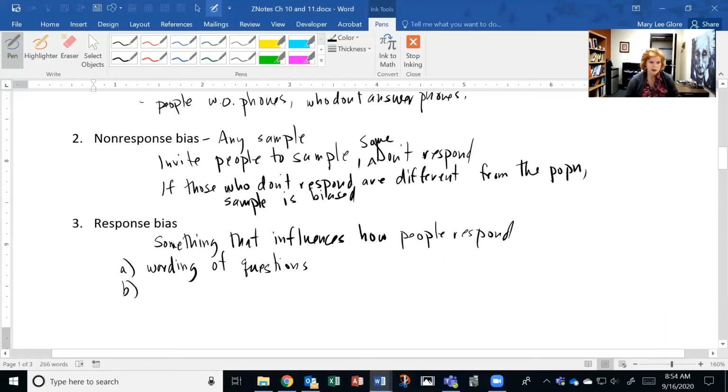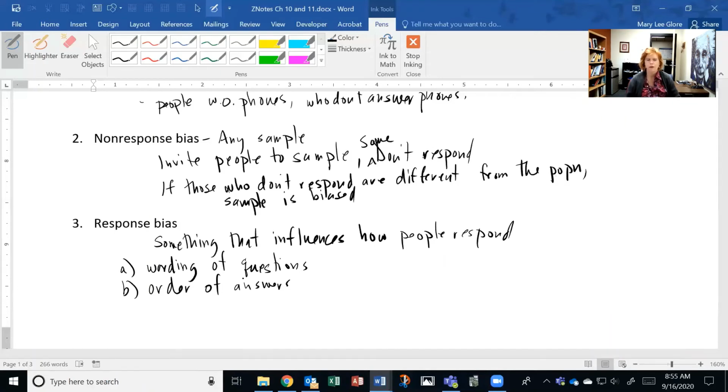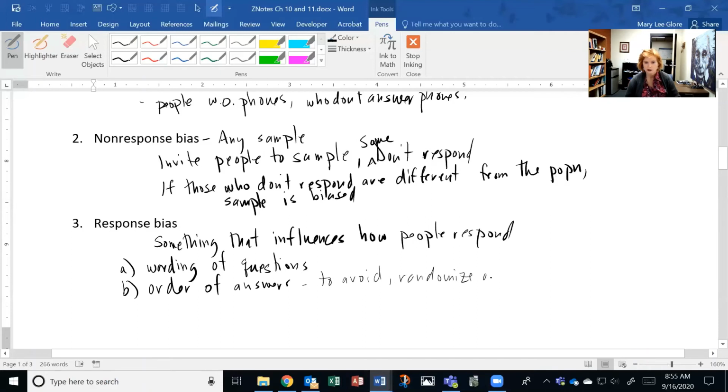Which is something that's kind of crazy is actually the order of the answers. So if you have a multiple choice, people tend to pick the first one that sounds good. So if you have an answer D, it hardly ever gets picked. So what you can do to avoid this is randomize the order of the answers. So for the first person, their ABCD would be different from the second's ABCD, and the third person, and so on, so that you don't have that. So that can be avoided.